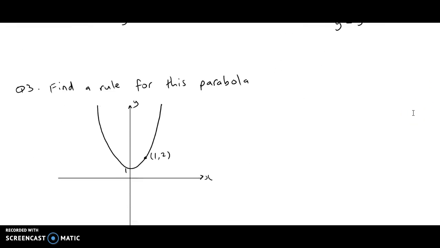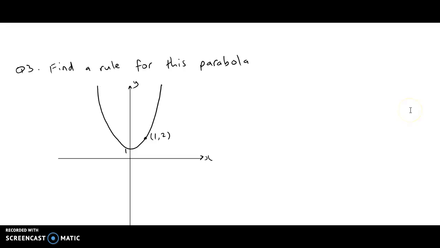In this question, you've been given the parabola and you're asked to find the rule. So find a rule for this parabola. Now the information that we've got is the turning point. So we know the turning point is at the coordinates 0, 1. And we've also got this other information here. We know the parabola goes through this point 1, 2.